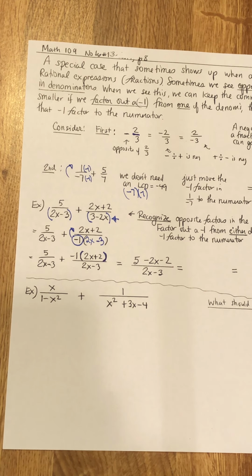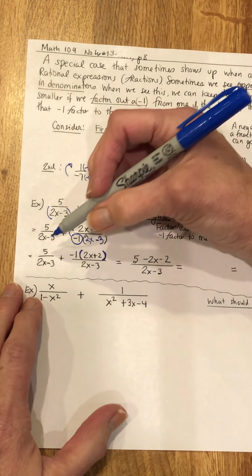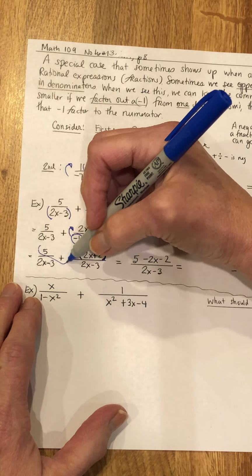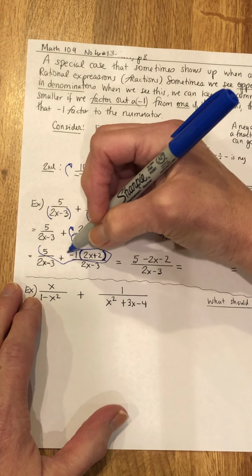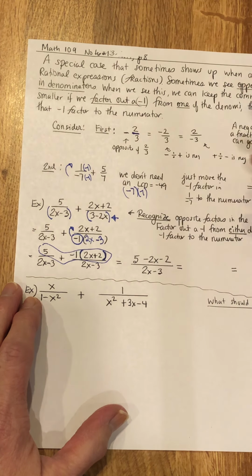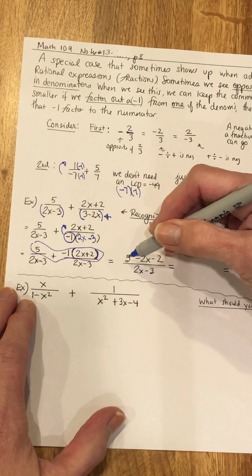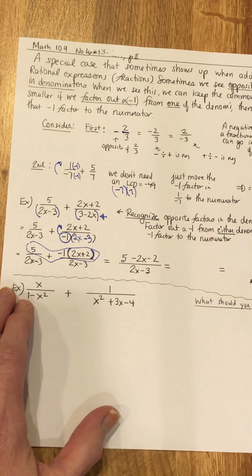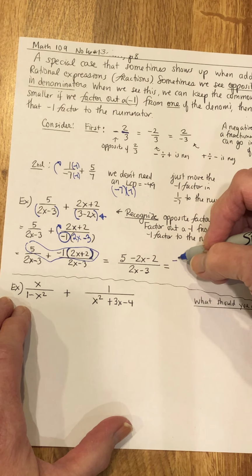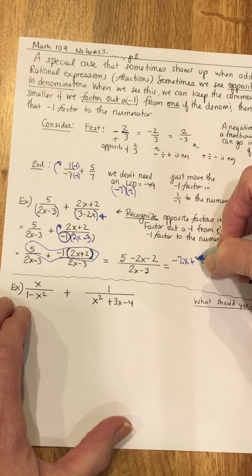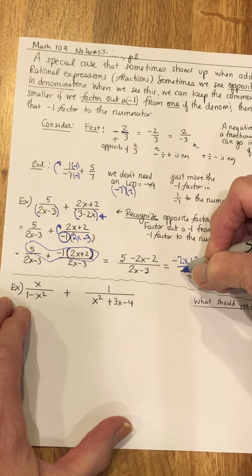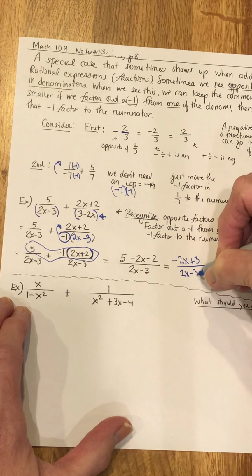But when I do that, look at the denominators. They're already common. I don't have to get a common denominator. They are alike. So I'm ready to add the numerators. So I just add the numerators. I will distribute that negative. So that'd be 5 minus 2x minus 2. And this gives me -2x plus 3 over 2x minus 3.